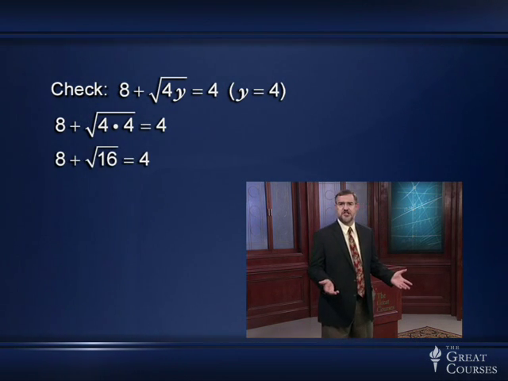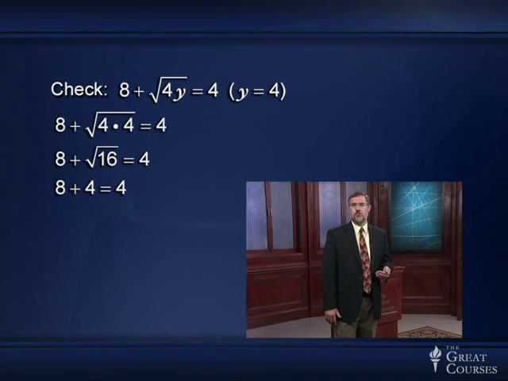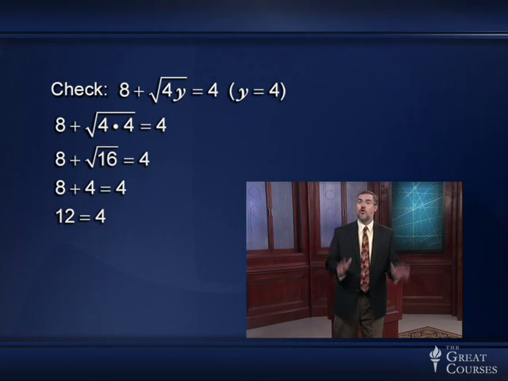8 plus square root of 16 equals 4. So you're saying that 8 plus 4 equals 4, which says 12 equals 4. And that's not true at all. That's a false statement. What does that mean?